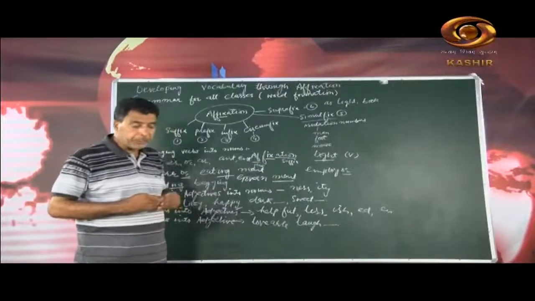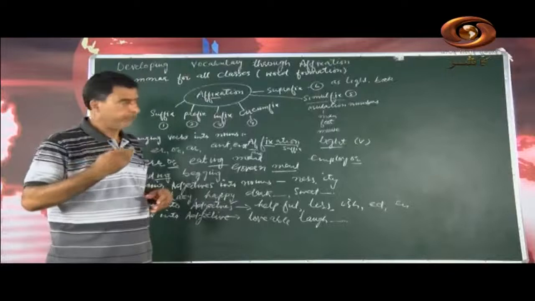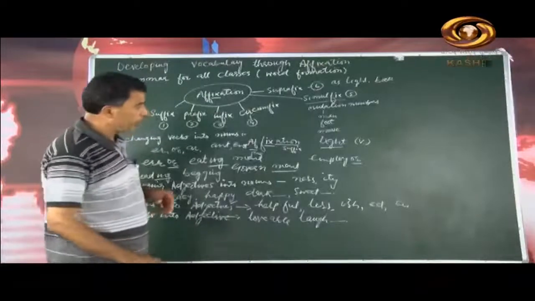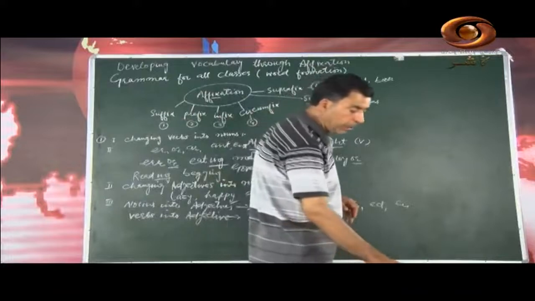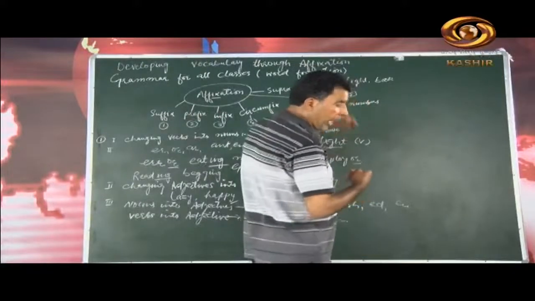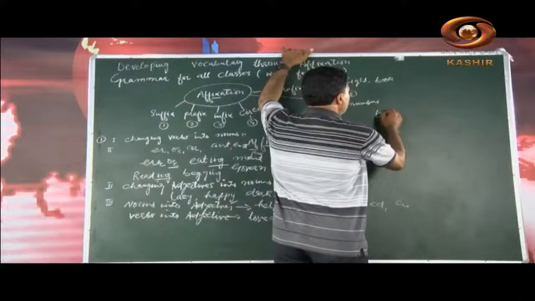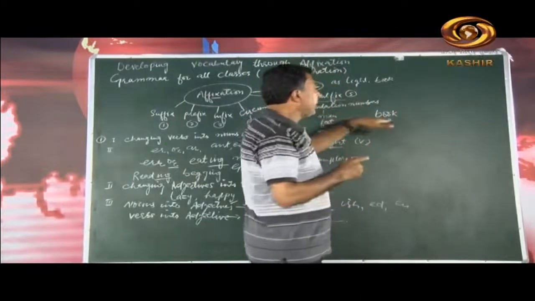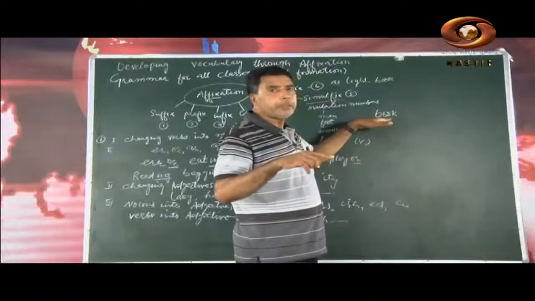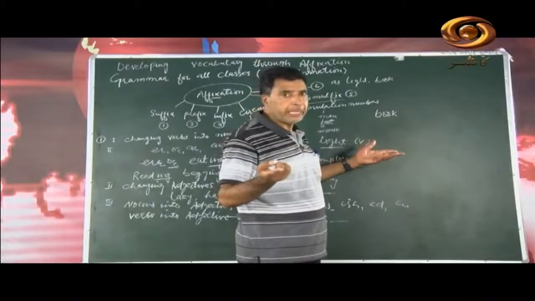Then suffixes changing nouns into other nouns. Like that, I will tell you nouns into other nouns. For example, I will write here book as a noun. If we add ed to it, booked, that is a verb.